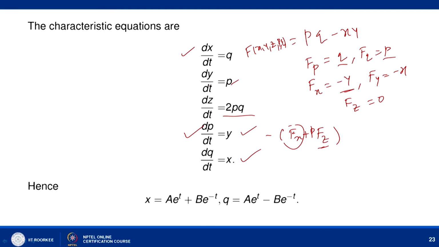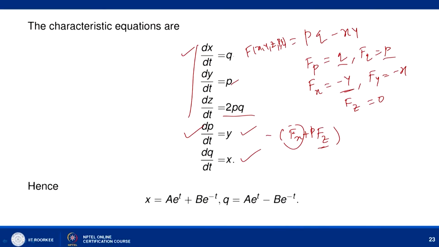So here if you look at our equations: dx by dt equal to q, dy by dt equal to p, dz by dt equal to 2pq. To solve, our idea is to find x, y, z in terms of s and t. But to solve for x, y, z in s and t, we need to first solve for p and q, because dx by dt is in terms of q and dy by dt is in terms of p. So first we need to solve dp by dt and dq by dt.